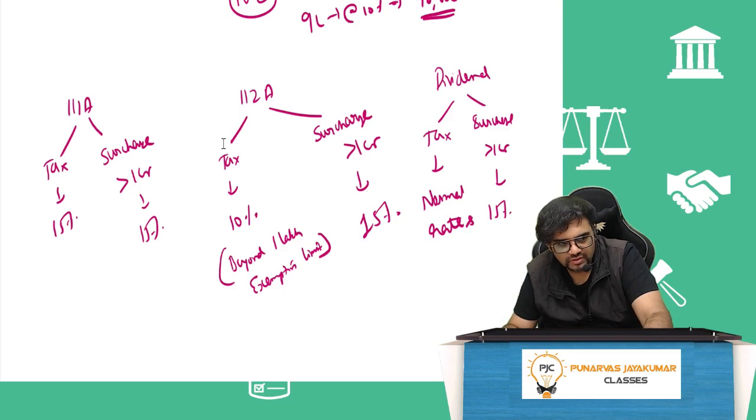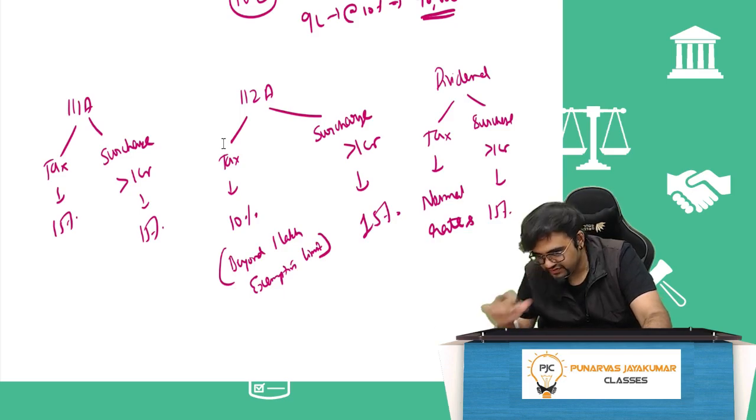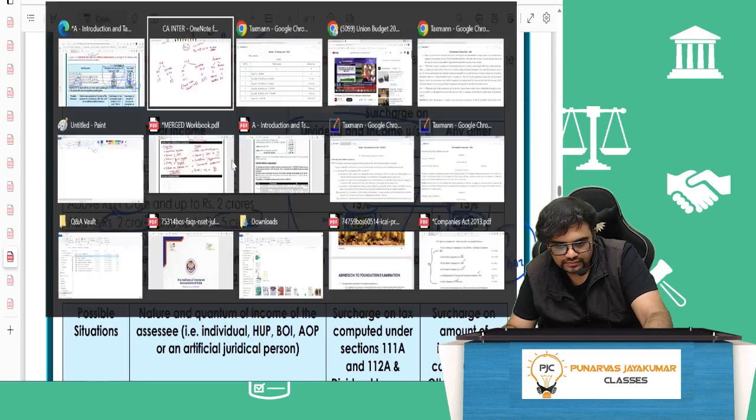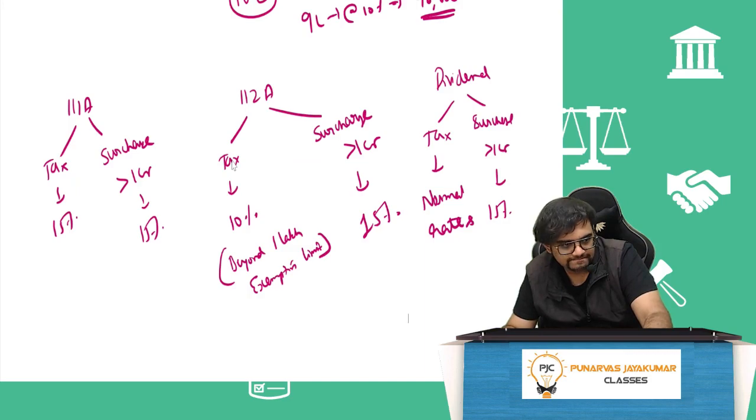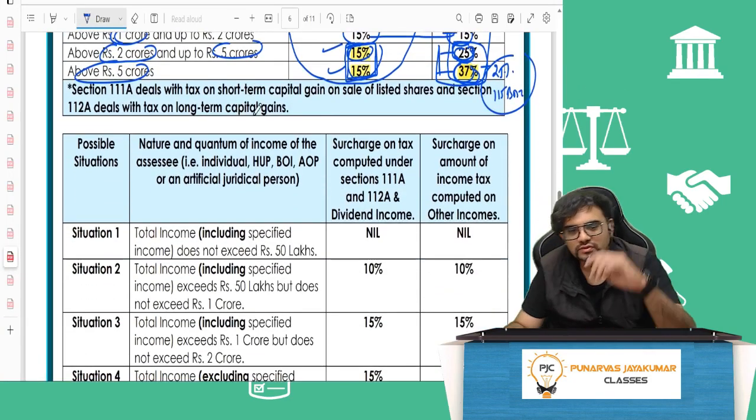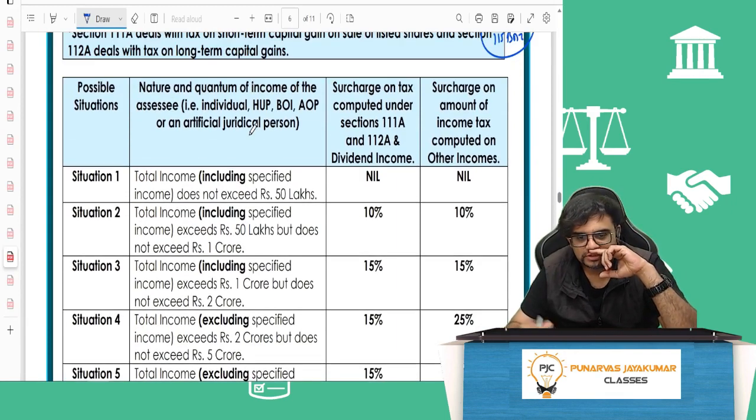We have to do a concept called marginal relief. Once you do that, we'll do a sum. Check this now. Possible scenarios. Total income in your question, everything included, does not exceed 50 lakhs. Then nil, no tension.